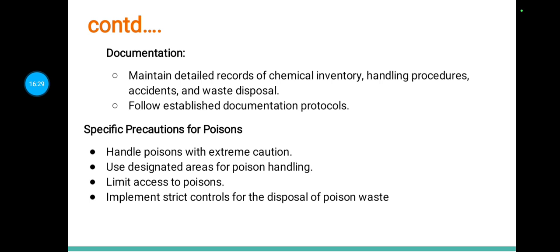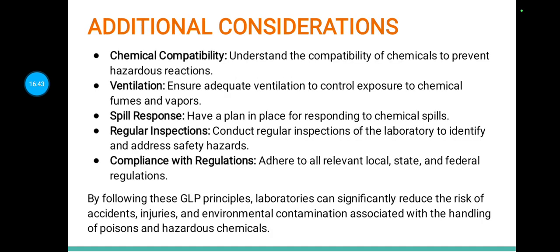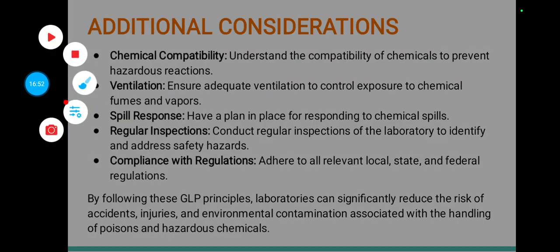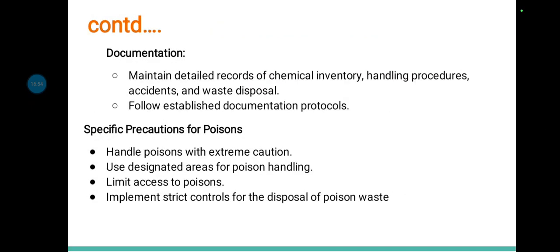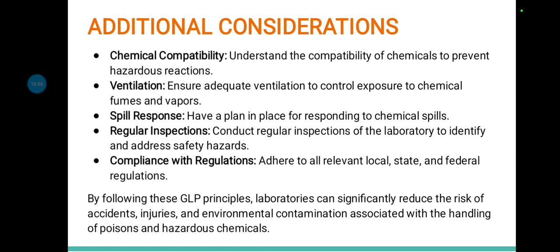Specific precautions for poisons. Handle poisons with extreme caution. Poison handling should be done in designated areas only. Limit access to poisons. Then implement strict controls for the disposal of poisonous waste. Additional considerations. Chemical compatibility. Understand the compatibility of chemicals to prevent hazardous reactions. A laboratory must be ventilated properly. So ventilation: ensure adequate ventilation to control exposure to chemical fumes and vapors.